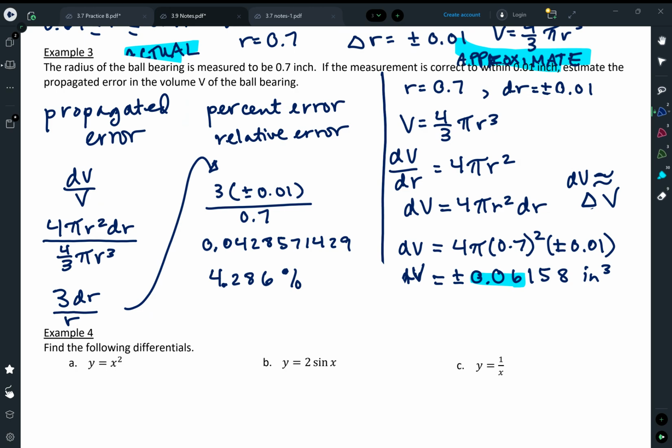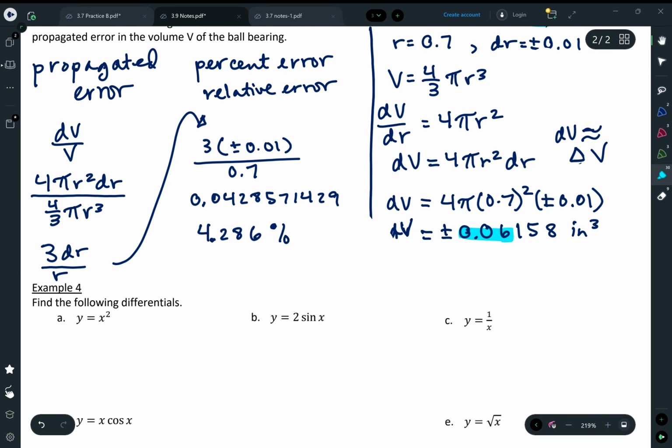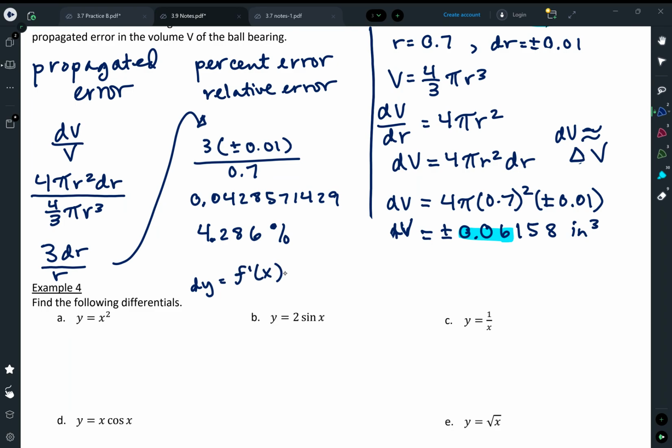We did it this other way, which is kind of slick. I think I would almost rather recalculate this than have to plug in all those decimals. So for example 4, we're looking to find differentials. Remember, our differential is defined as being a dy. So that's what they're looking for here, which is equal to the derivative of the function times a dx. So all we're doing is taking a derivative and then, again in quotes, multiplying both sides by dx to shift it over to the right hand side.